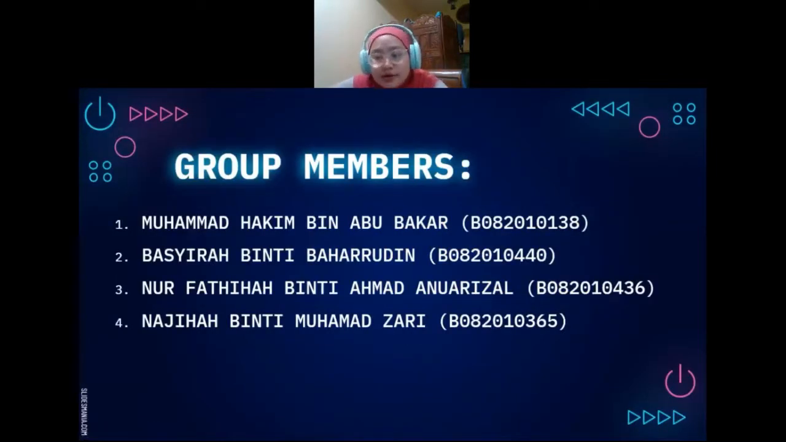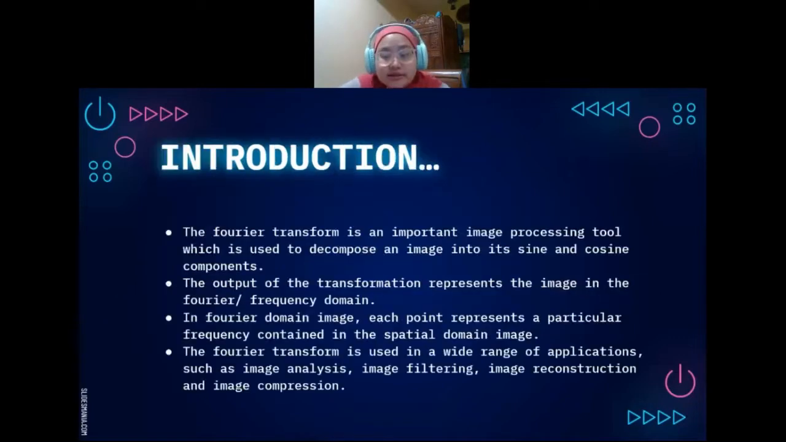Our group consists of 4 members. Firstly, Muhamad Hakim bin Abu Bakar, B0820101138. The second person is Basyirah Binti Baharrudin, B0820104440, while me, Fathihah Binti Ahmad Anuarizal, B0820104436. The last one is Najihah Binti Muhamad Zari, B0820101365. First, I would like to talk about the introduction.